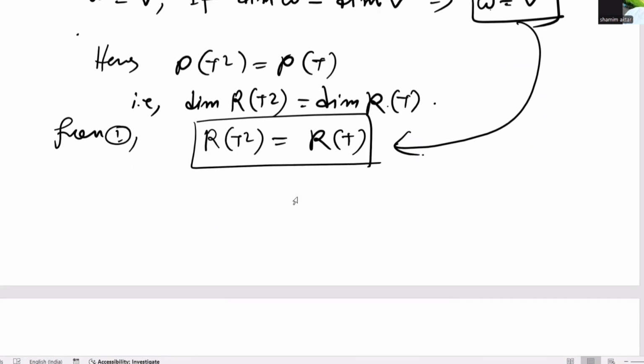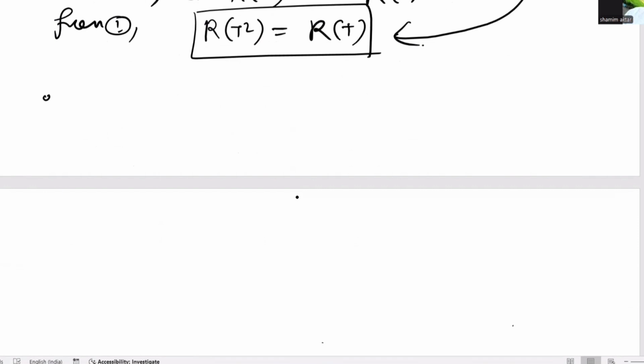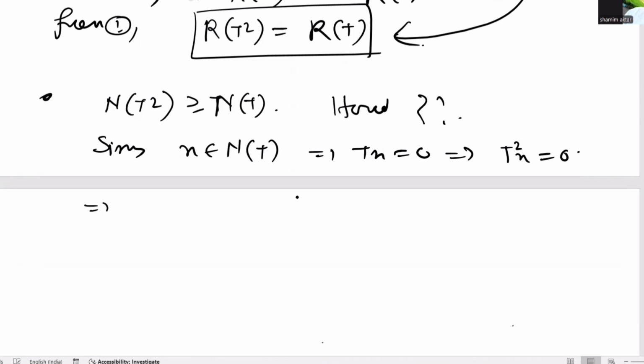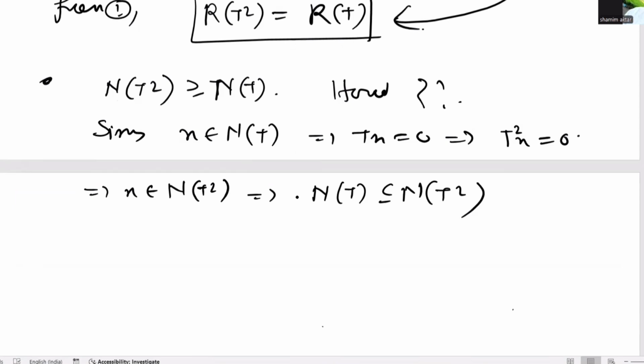Also for nullity, we know that the null space of T is contained in the null space of T square. How? Any x belongs to the null space of T, that is T of x equals 0. Operating T on both sides, T square x equals 0, so x belongs to the null space of T square. So the null space of T is contained in the null space of T square.